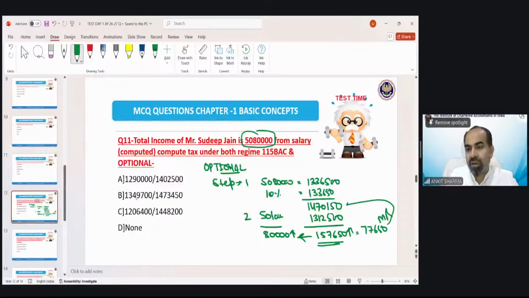This needs to be deducted from this value, 77650. So that would be 1392500. 4% cess, and after that the correct answer would be 1448200. I will upload these sheets also today after the session with the correct option. So you can try it. If there is any confusion later, we can solve it.